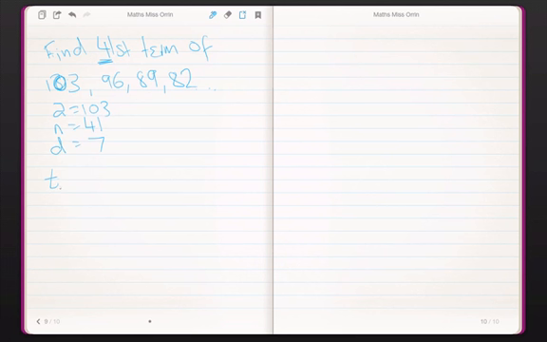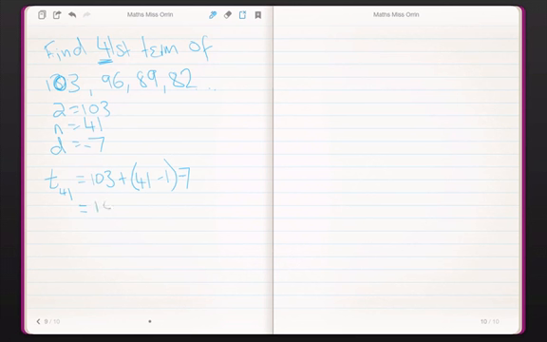So we're going to use our formula from before. T41 equals a, which is 103, plus n minus 1, so 41 minus 1, times d. Oh, sorry, d is not 7, d is minus 7, because we're actually going backwards by 7 each time. That's the difference with this example. If you're going backwards, d has to be a negative number, so we make this minus 7.